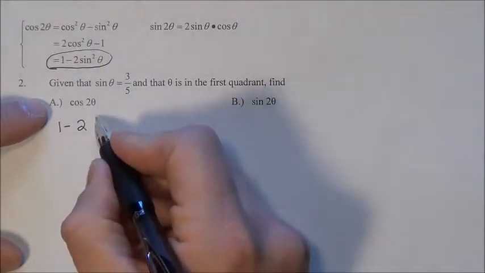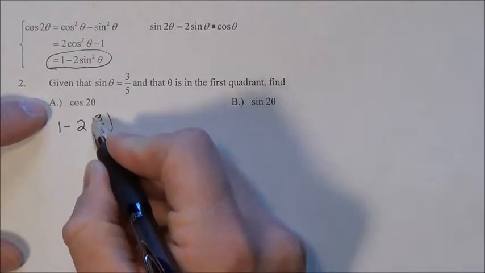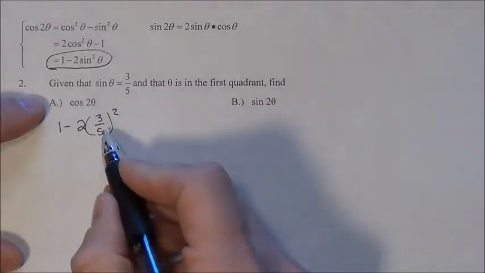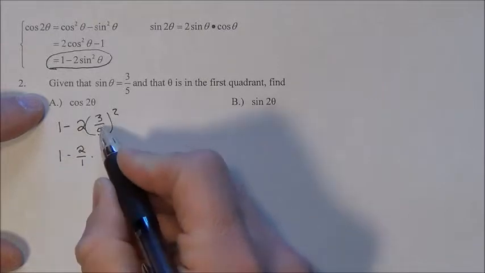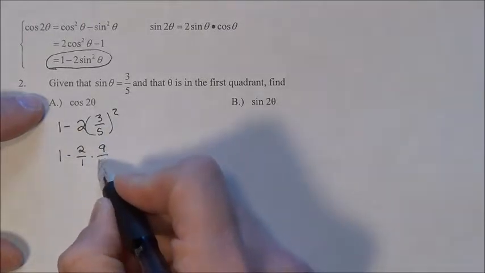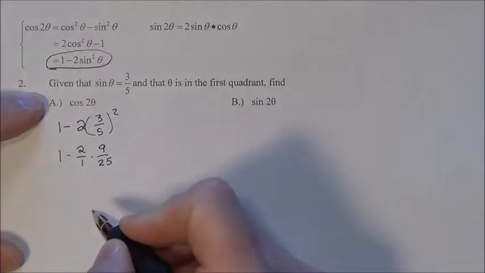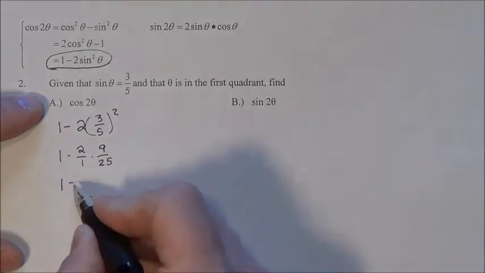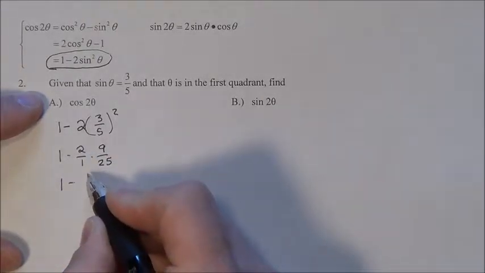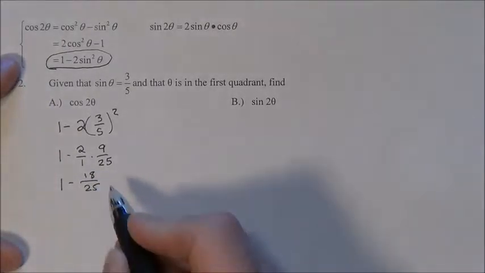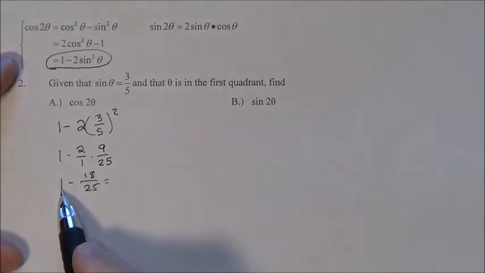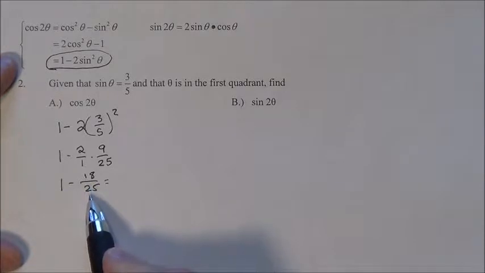What is the sine value? 3/5. And I square it. So that's 1 minus 2 over 1 times 3/5 squared, which is what? 9/25. So 1 minus 2 times 9 is 18/25. Well, we need to make that 1 have a common denominator with 25.